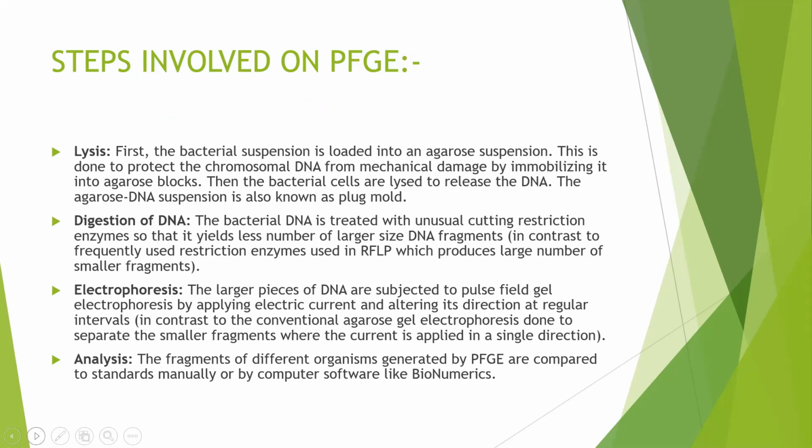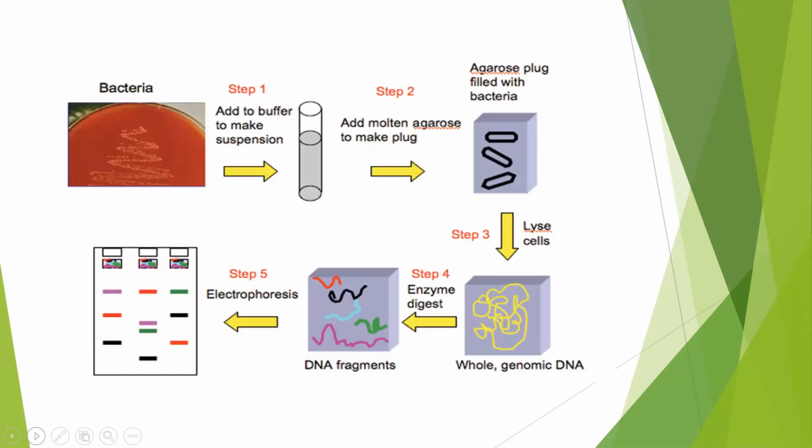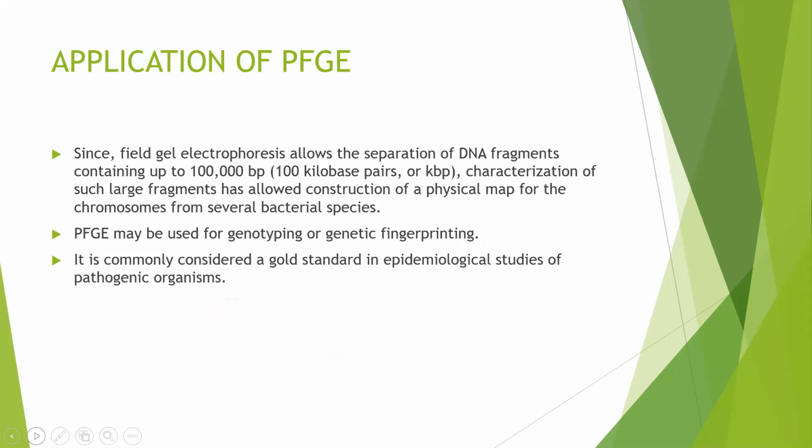First, the bacterial suspension is loaded into agarose. So here you can see there is a bacterial culture to which we add a buffer to make a suspension, then we add molten agarose to make a plug. The agarose plug will fill with bacteria, then we lyse the cells, whereupon the whole genomic DNA is released, and we digest with the enzyme, where DNA fragments will be isolated through electrophoresis. Now, the application of PFGE.